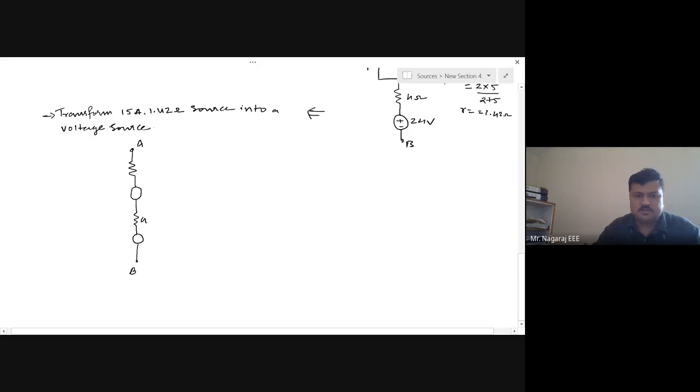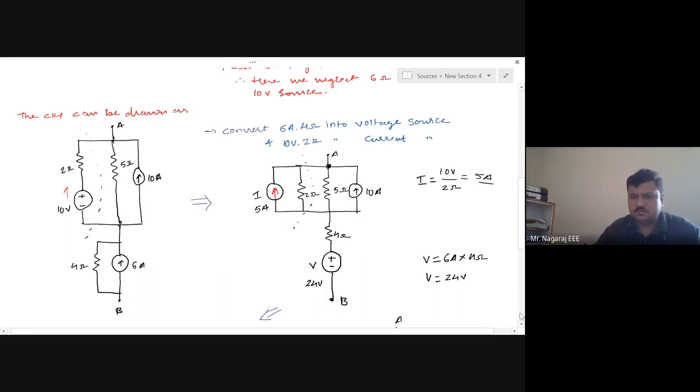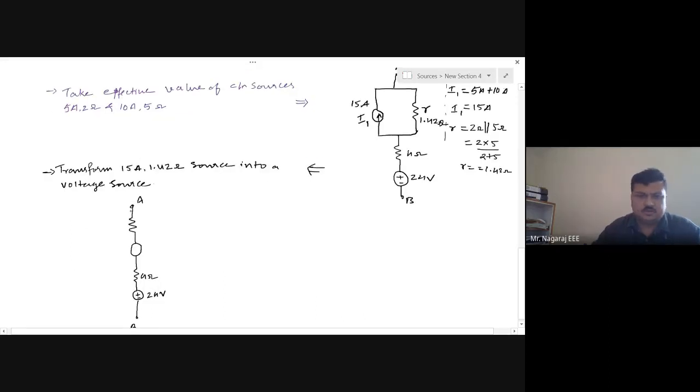So this I have as it is, 4 ohms and 24 volts. Now I will take this resistance, 1.42 ohms, which will remain as it is. Now I have to take this voltage as, let me take this as V1.